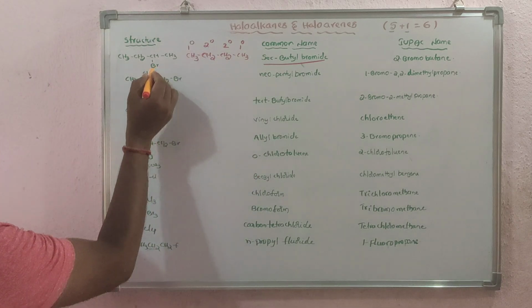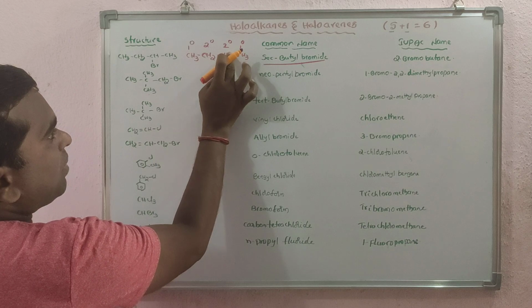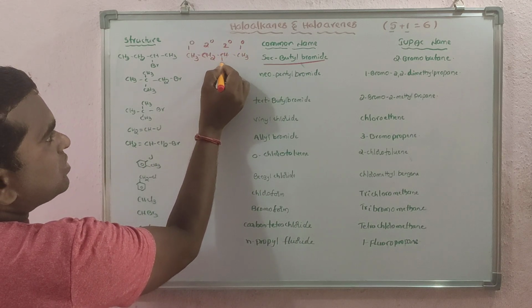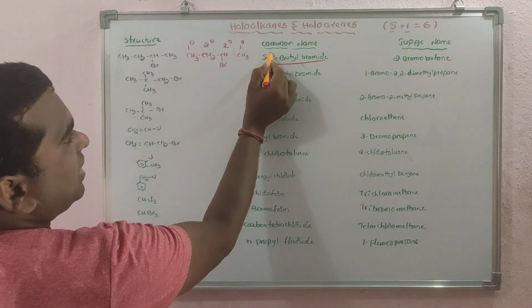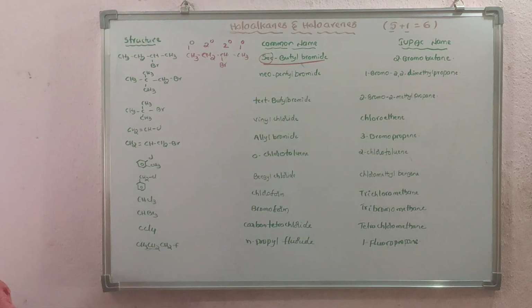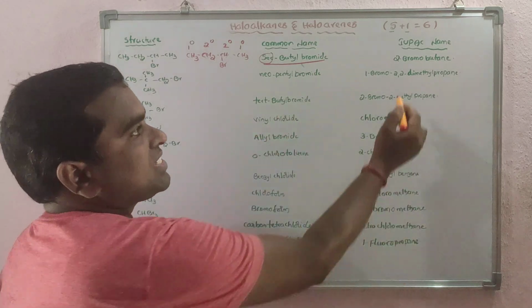Now, where is the bromine added? It is added to this carbon, this secondary carbon. So that's why we will call it a secondary butyl. The short form is sec. We will write secondary butyl bromide. Clear? Now we have to discuss the IUPAC name.